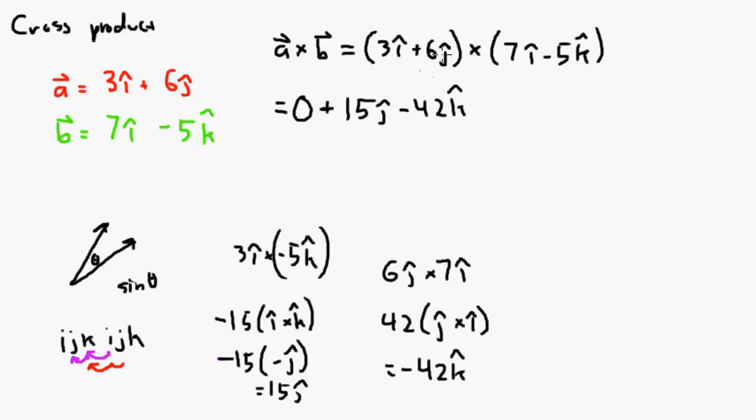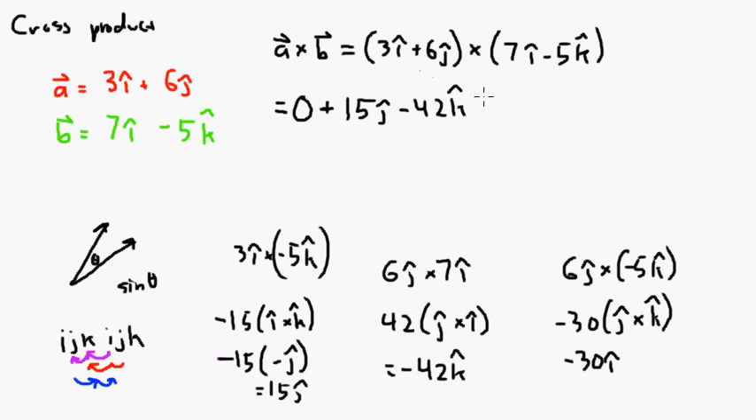And then finally, I have my last terms, which is 6 j hat and negative 5 k hat. So 6 j hat cross negative 5 k hat. And so 6 times negative 5, so negative 30 times j hat cross k hat. And here, I'll use blue for this one. Well, I'm going with j k, so I'm actually going to the right this time. And I go one more term, and I go to i. So j hat cross k hat is i hat. So the answer here will be negative 30 i hat. So this right here is my cross product of a and b.